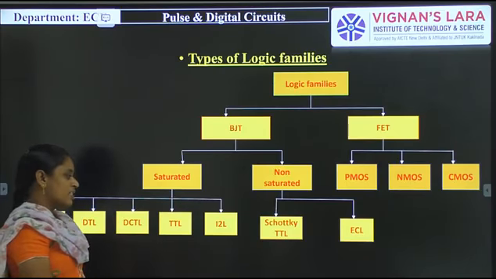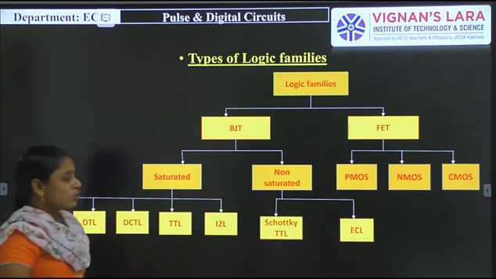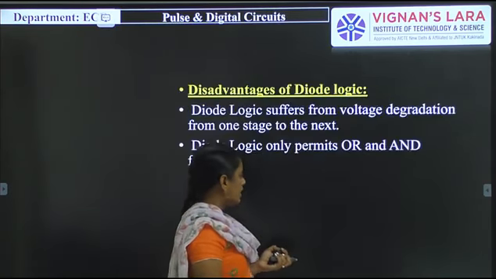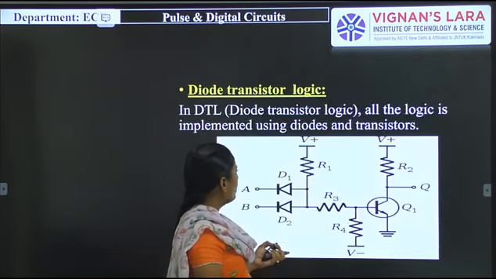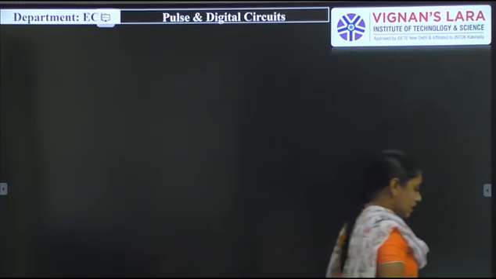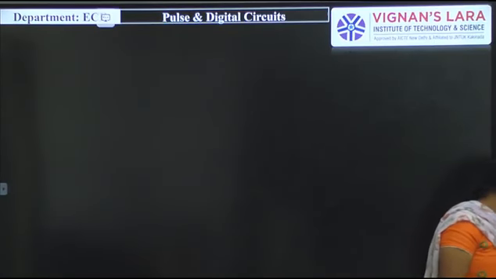In today's class we discuss the ECL logic. ECL is nothing but emitter coupled logic. So what is meant by ECL and how can it be designed? We have to check the operation. ECL is nothing but emitter coupled logic.